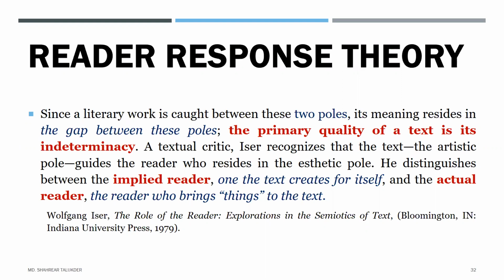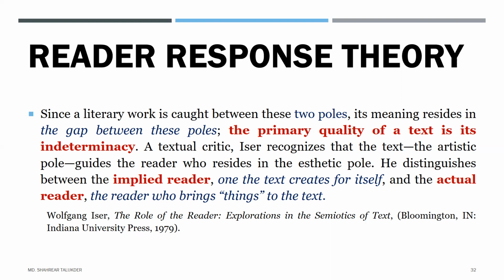A textual critic also recognizes that the text, the artistic pole, guides the reader who resides in the aesthetic pole. The artistic pole means the writer's way of writing, his style, the way he created the style of the art. So that will guide the reader who resides in the aesthetic pole. Aesthetic pole এর মধ্যে কি আছে, মিনিংটা কি হবে, ওইটা কিন্তু রাইটারের স্টাইলটা অনেক কিছুই কিন্তু তাকে প্রভাবিত করবে, ইনফ্লুয়েন্স করবে. So he distinguishes between the implied reader, which the text creates for itself, and the actual reader, the reader who brings things to the text. This is very, very interesting.